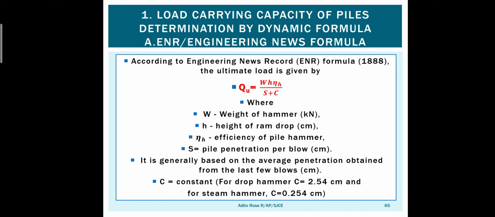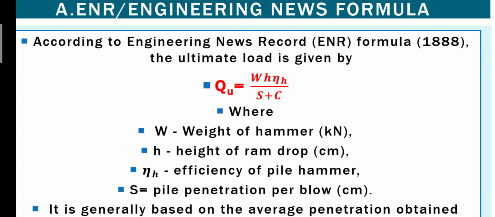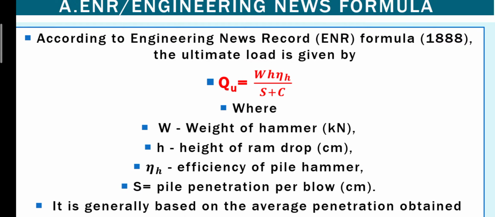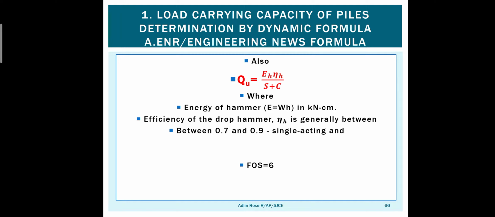Now, weight into H, we can replace the term WH by energy. You know that energy is equal to weight into H. So we can replace the energy term. So the formula can also be QU is equal to EH eta H by S plus C, where EH is equal to WH, and eta H divided by S plus C.